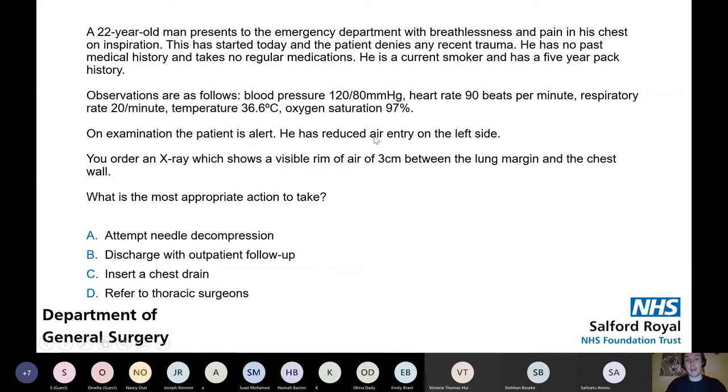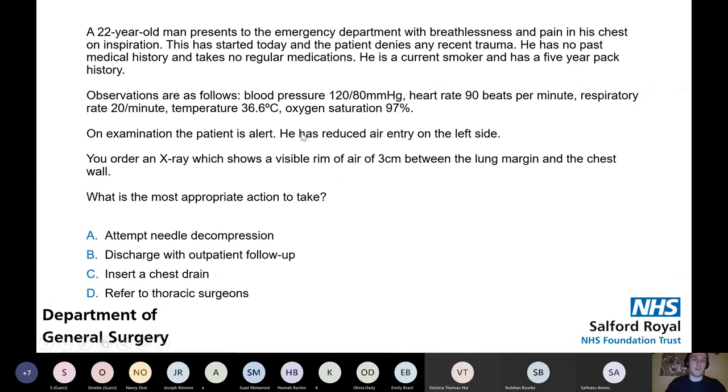If this was a 1-centimeter rim of air, say, then discharging without patient follow-up would be absolutely fine. Do an X-ray, send him home, safety net him and say, if you get more breathless, if you feel more unwell, come back and see us. Fine.